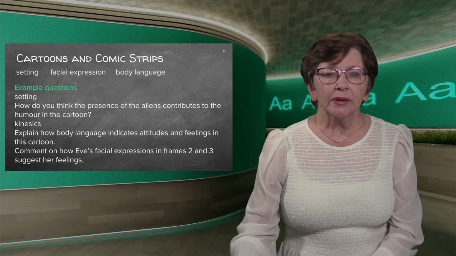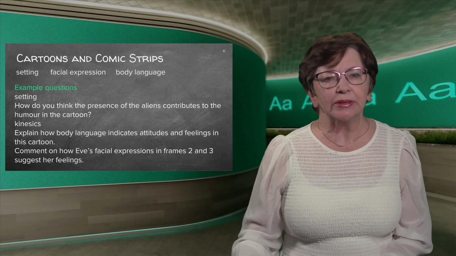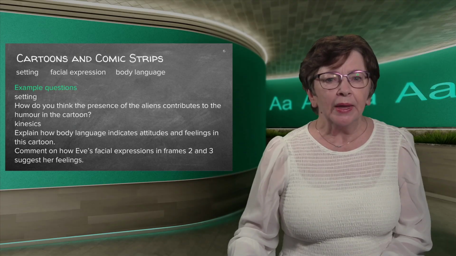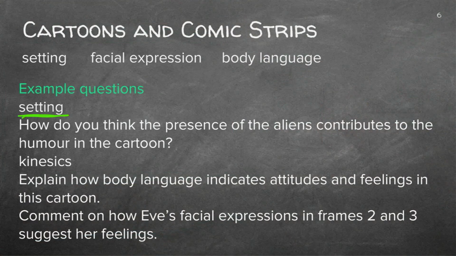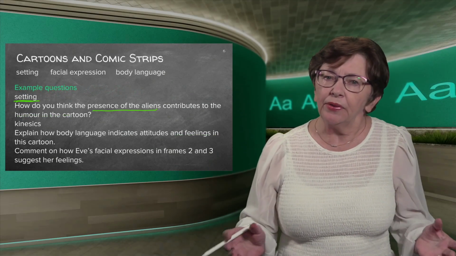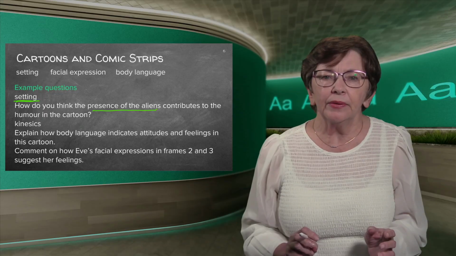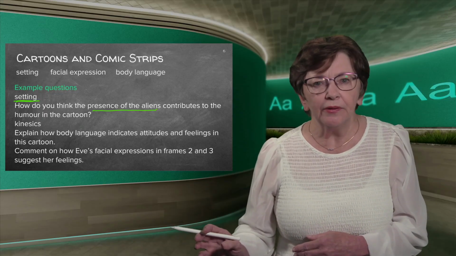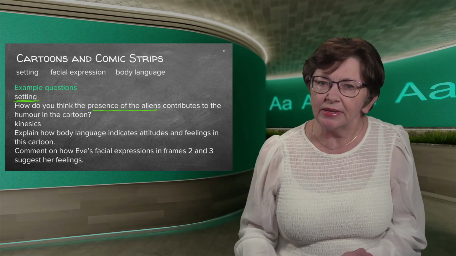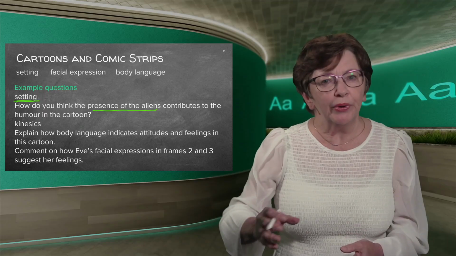Then look at example questions that you might expect. So, in terms of setting, perhaps you can go and try and answer them for yourselves and just find an answer which is more or less similar. How do you think the presence of the aliens contributes to the humor? So you could mention the situational irony there, that they innocently think that what Trump had said about being a fan of the aliens is really true. That is the case. However, you can bring in the irony there.